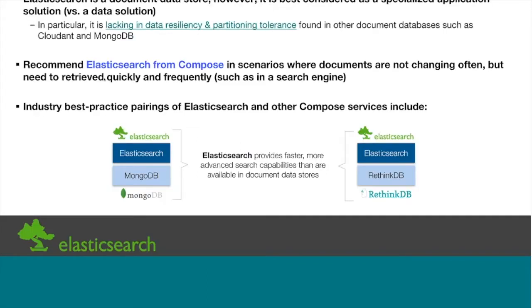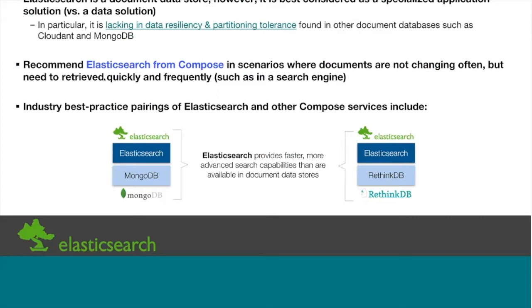So Elasticsearch is one of the other databases that we're looking at. Elasticsearch is available through Compose on Bluemix. It was one of the other ones offered in the catalog. So Elasticsearch is a document data store. However, it's considered a specialized application solution, not necessarily a canonical database.